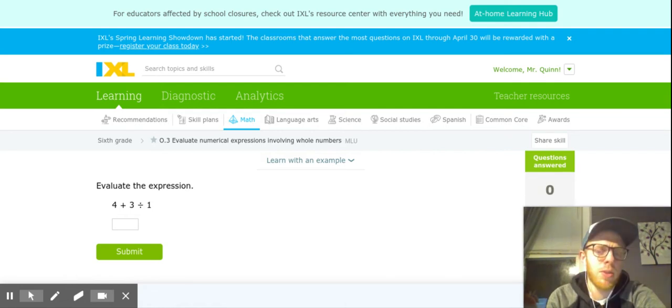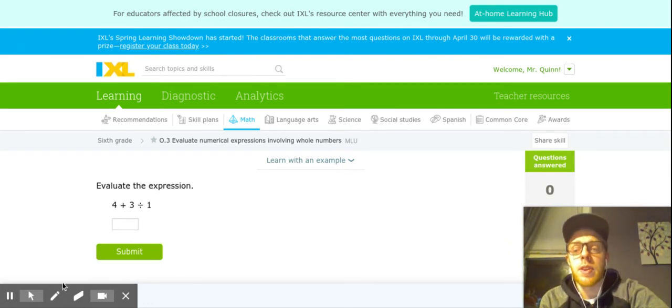So we're just going to talk through one of these. I don't think you're really going to need a ton of additional support here. But I see this expression. It says to evaluate. We know evaluate means to solve. You're going to want to write these down. I cannot stress this enough. Please, please, please write this down.